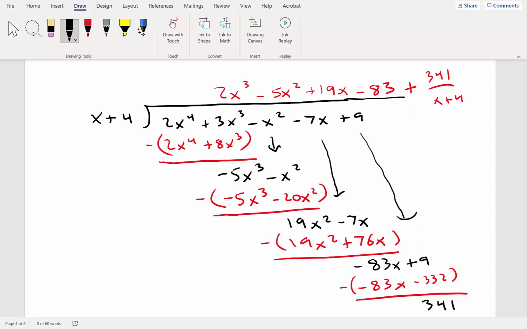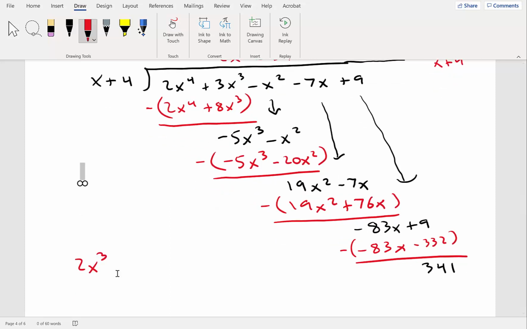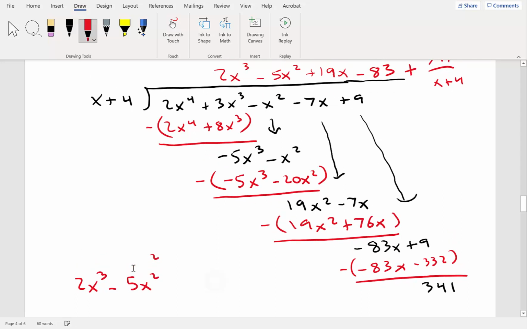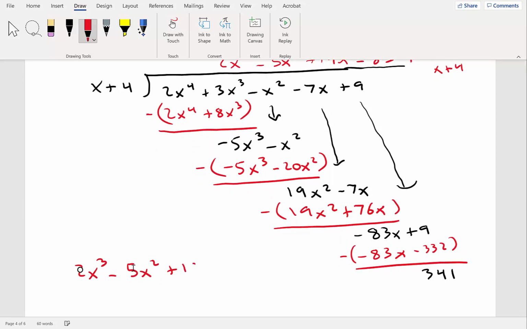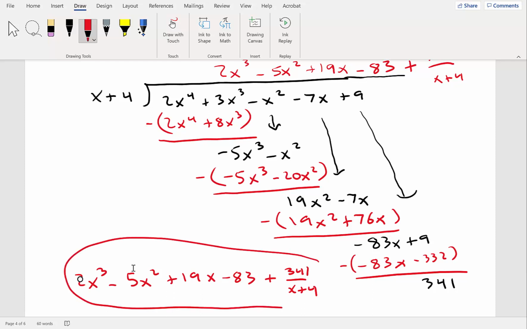So it was kind of a long process. Just make sure to follow the steps. And another thing to be careful with, when you have the minuses, so when you're subtracting, like in this case right here, remember that changes into plus. So our final solution, we have 2x cubed minus 5x squared plus 19x minus 83 plus 341 over x plus 4. And this was our final solution.